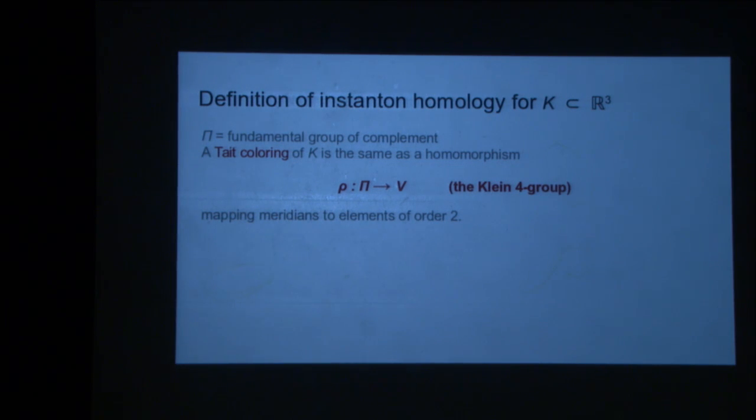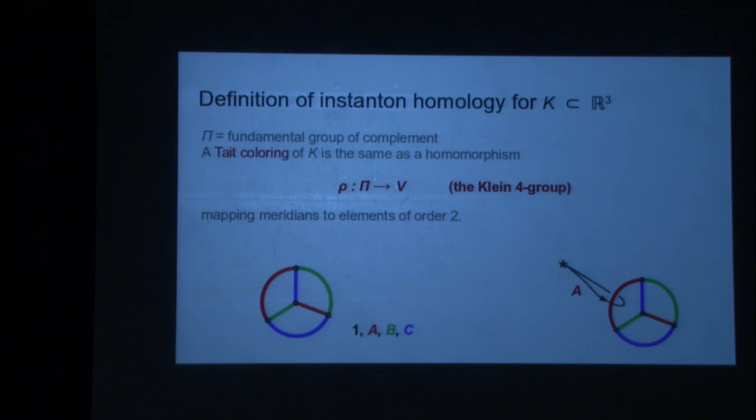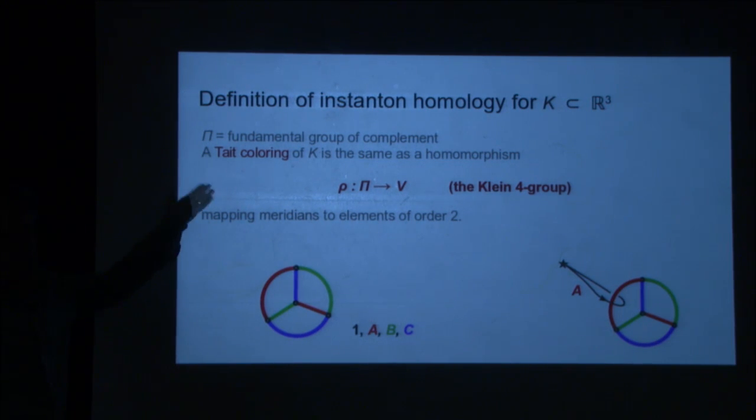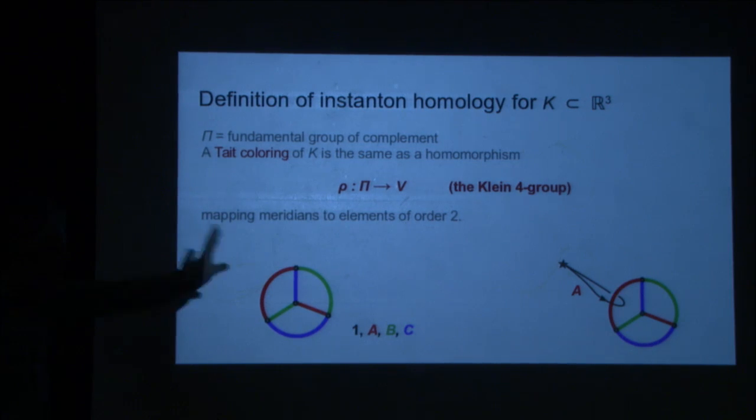A Tate coloring for a spatial web K is exactly the same thing as a homomorphism from this group, the fundamental group of the complement, to the Klein-4 group, with the restriction that it maps meridians to elements of order 2. So in a Tate coloring, we're just labeling the edges by either A, B, or C. What would we be doing if we're looking for a representation of the fundamental group pi, a map to the Klein-4 group?